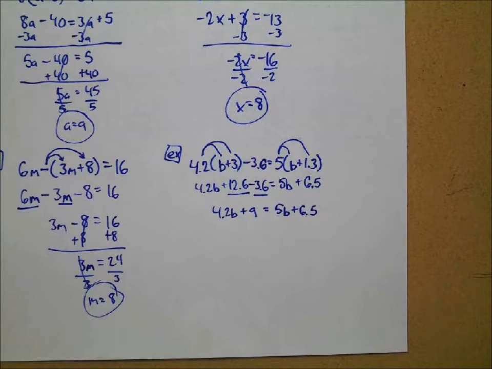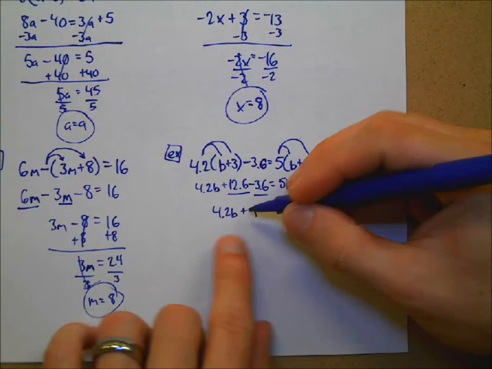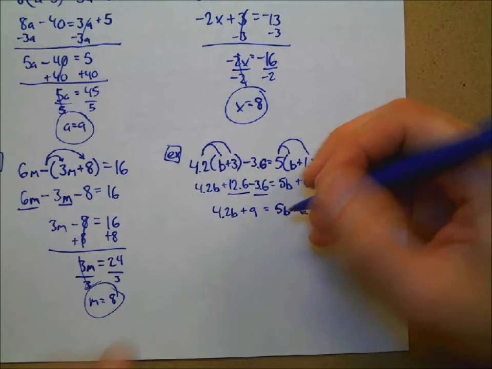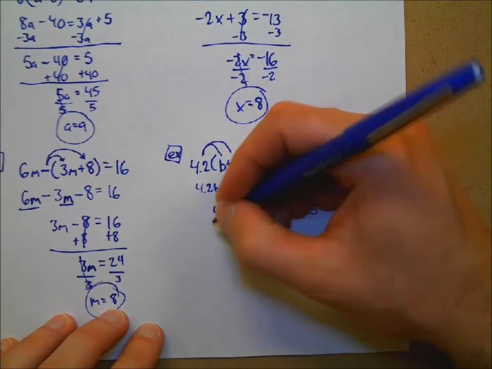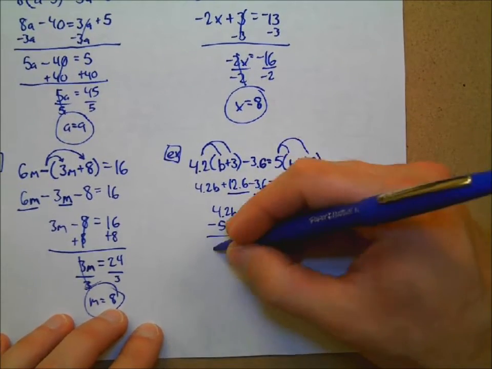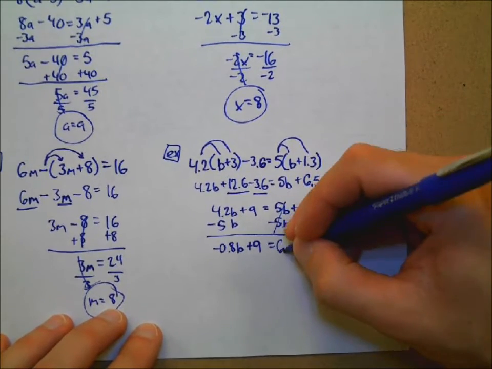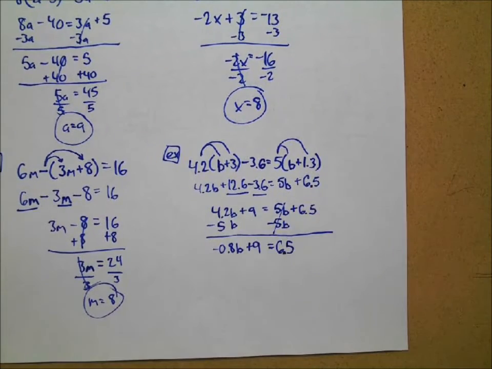Okay, so let's see here. Carson, what do you say for our next step? What should we do? Okay, subtract 5b, or some people maybe want to subtract 4.2b. Your choice. I'm going to subtract the 5b, since that's what you suggested, from both sides. So that's going to be negative 0.8b plus 9 equals 6.5. And of course, if you did it differently, we'll just go from here.